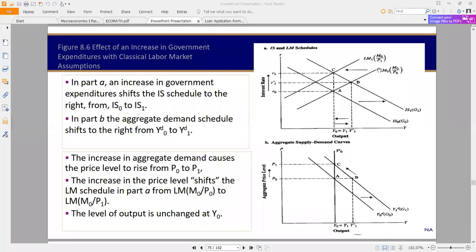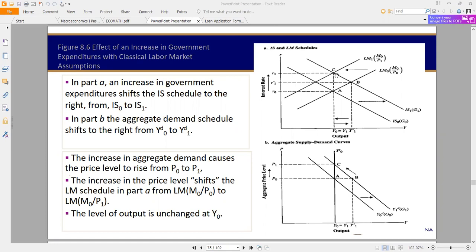Initially this LM curve was drawn for M0 over P0, the initial price. But because there's an increase in price, it will necessitate the drawing of a new LM curve. How do we get that? Price has increased. Holding M0 constant, M0 over P1 will fall. So there's a reduction in the real quantity of money. The LM curve will shift to the left, or it will shift upwards. So it will come and touch the new IS curve at point C.